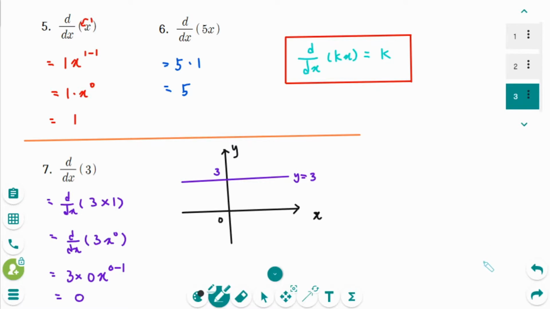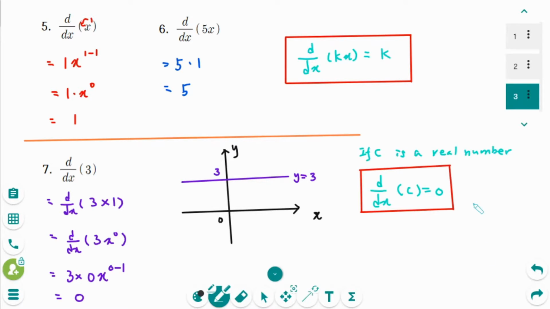The graph of y equals 3 is a horizontal line. So the slope of the horizontal line y equals 3 is 0. Now we have a formula. If c is a real number, then the derivative of c equals 0.